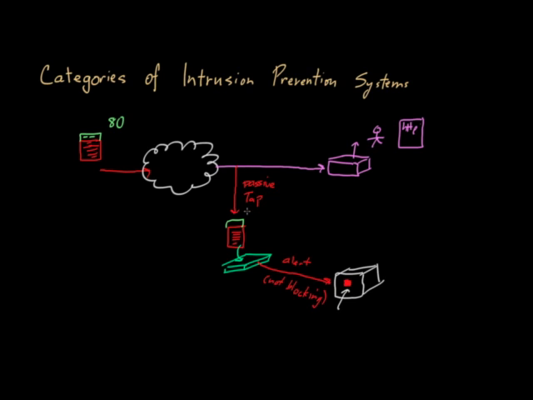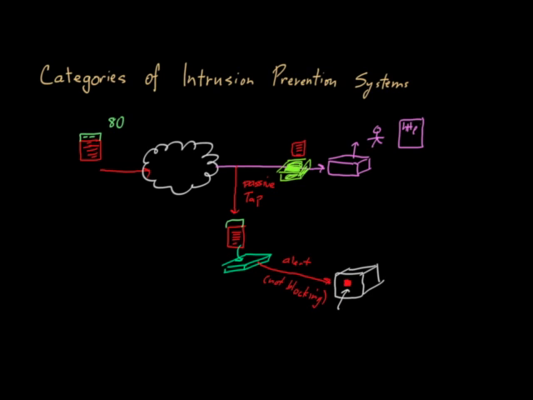Now another mode you can take, a more aggressive mode, is to be inline. Imagine you have your IPS, and this time it would be more of an inline or active IPS. This time the IPS would actually reside right here on the network itself, and it would examine all the traffic that's going through. So let's say this packet here would be examined by this IPS.